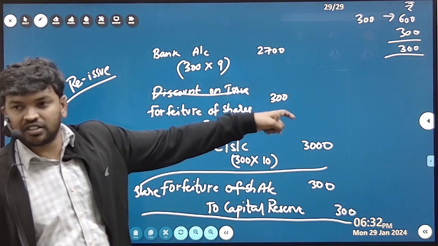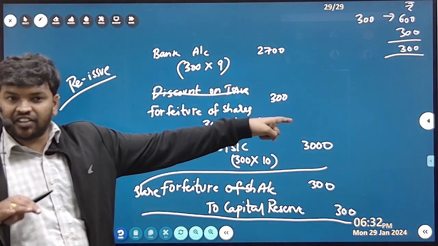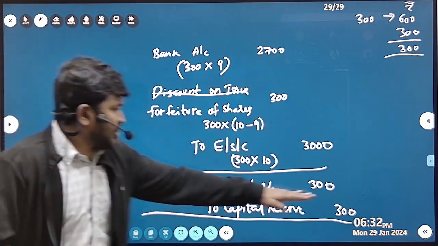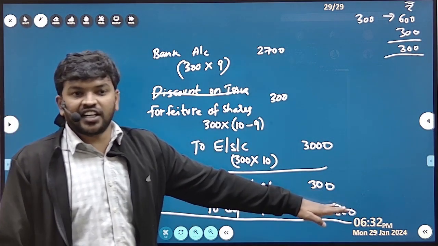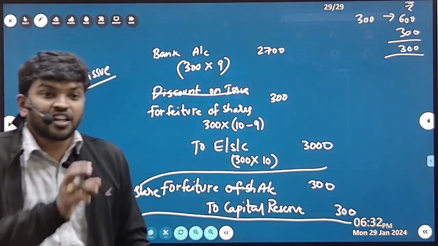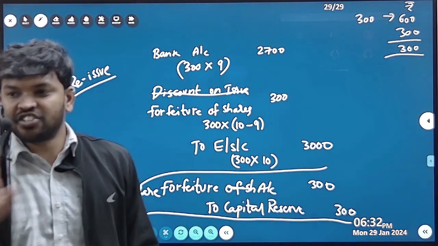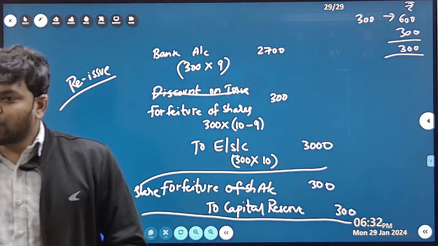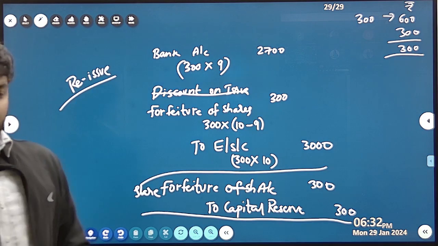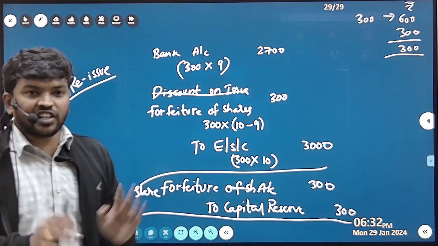Debit how much? 300. Net forfeiture how much? 700 till now. Debit how much? 300. 700 minus 300? 400 is the profit on 200 shares, that is 200 into 2. Understood? So that 400 will remain in the forfeiture account.